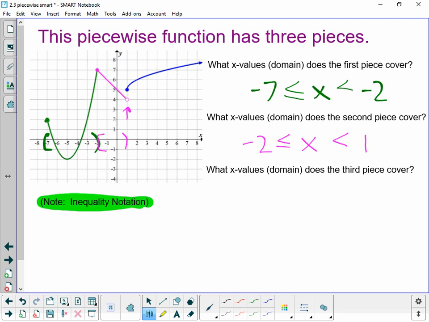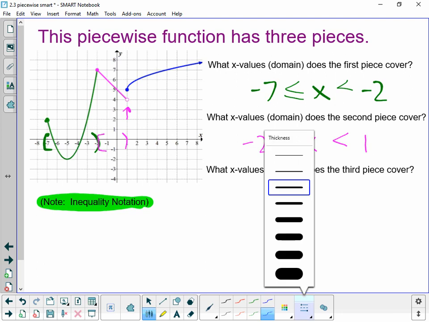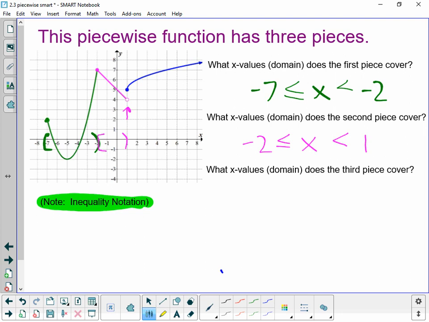And then finally, that last section, the root, it's everything from 1 and larger. So we would say x is greater than or equal to 1. We do want to include 1 on that side because this point here is filled in. That's an included point on the root.